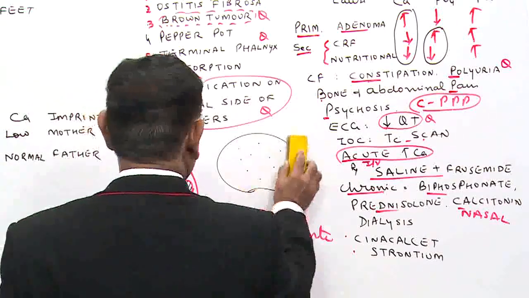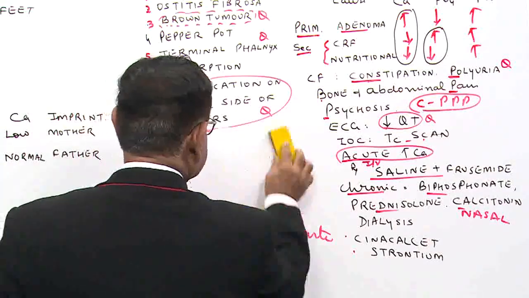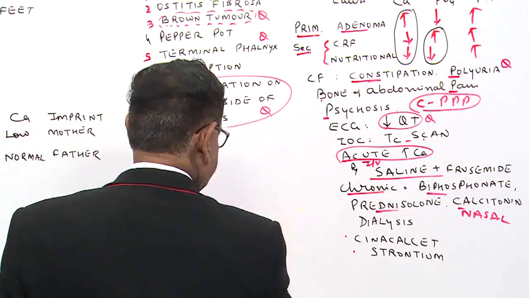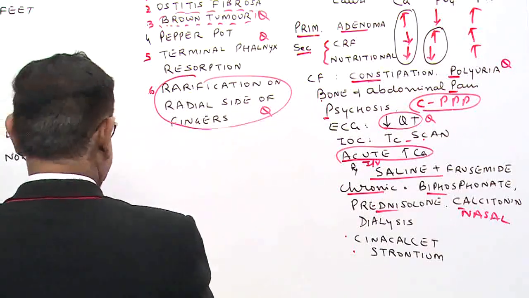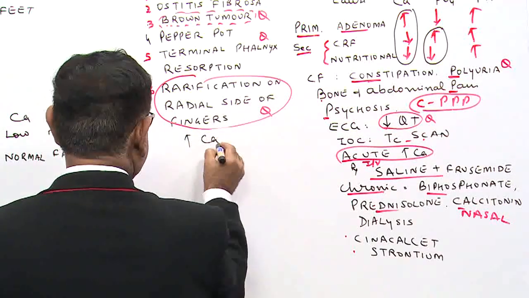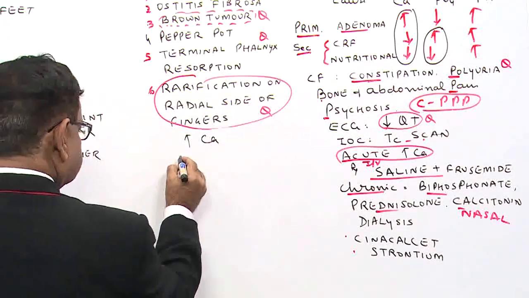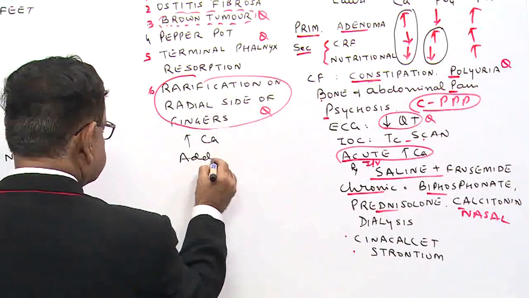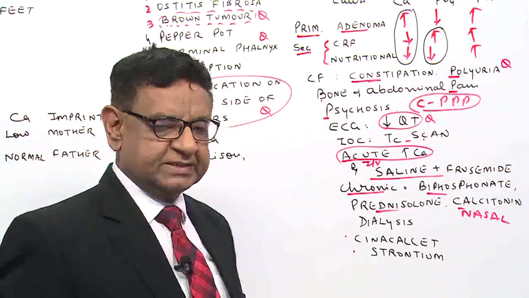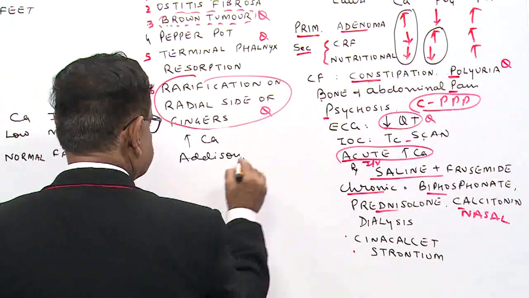Now let's see what are the other causes of hypercalcemia. This is a very, very important question. So causes of hypercalcemia: it occurs in Addison disease. Endocrine conditions having hypercalcemia include hyperthyroid.